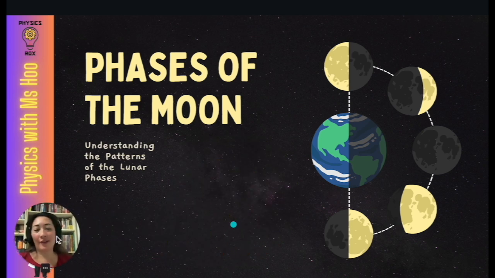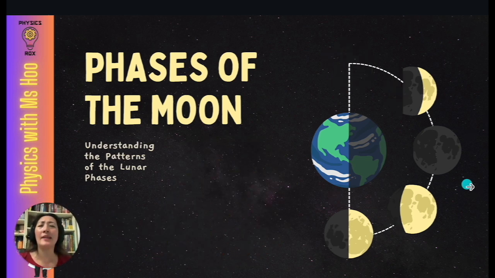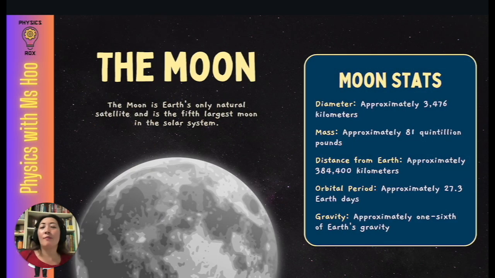So first things first, we have to know about some basics of the moon. The moon is the Earth's only natural satellite and it's the 5th largest moon in the solar system. Here are some statistics of the moon. Now, if you're taking IGCSE Physics, you don't need to know all the stats, but still interesting to know anyway. So the diameter is approximately 3,476 kilometers. Its mass is approximately 81 quintillion pounds. The distance from Earth is approximately 384,400 kilometers. The orbital period is approximately 27.3 Earth days, and its gravity is about 1/6 of Earth's gravity.